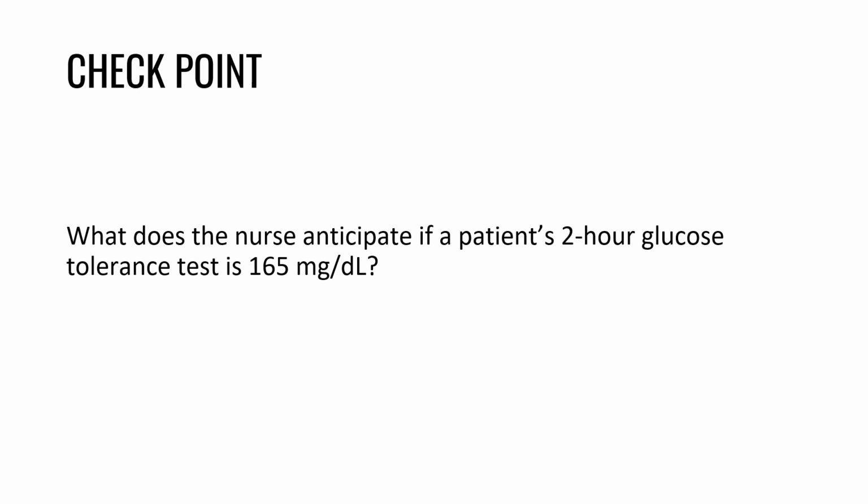Checkpoint. So what does the nurse anticipate if a patient's 2-hour glucose tolerance test is 165 milligrams per deciliter? Well, further testing would need to be given because this glucose level should be less than 120 milligrams per deciliter. The next test, as I mentioned in the previous slide, is that 3-hour glucose tolerance test, and this one should be less than 95 milligrams per deciliter. Therefore, if that one fails as well, the patient is diagnosed with gestational diabetes.